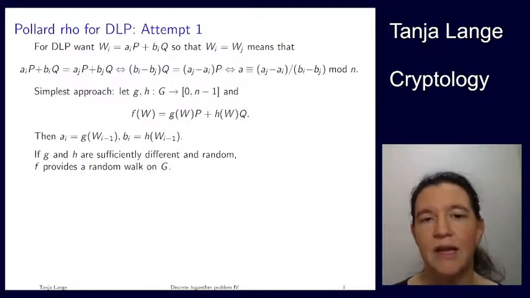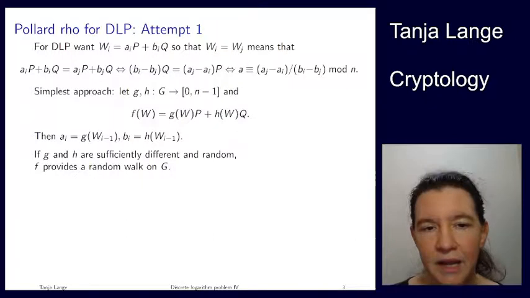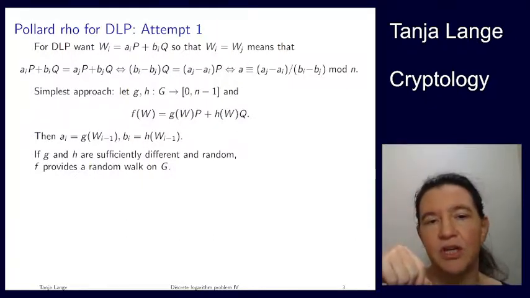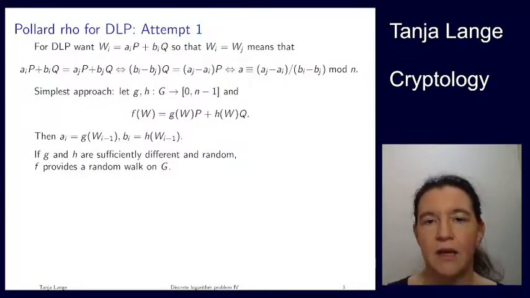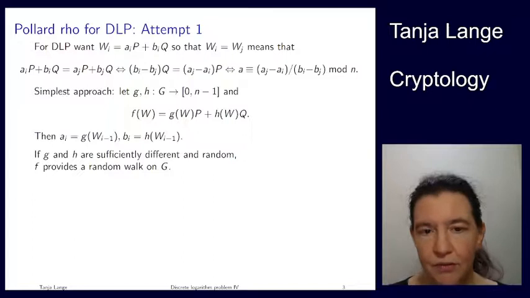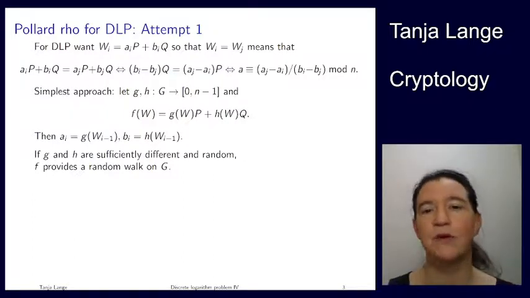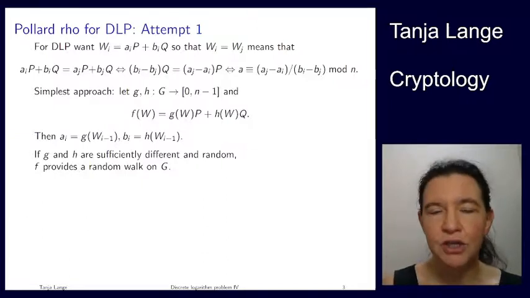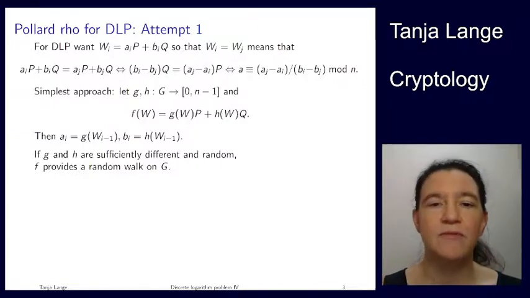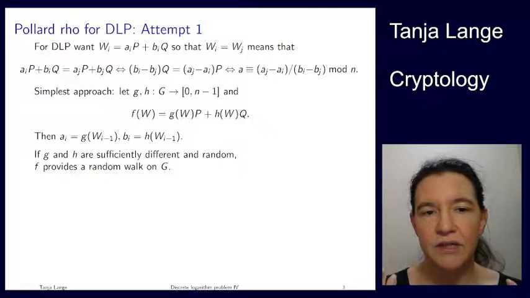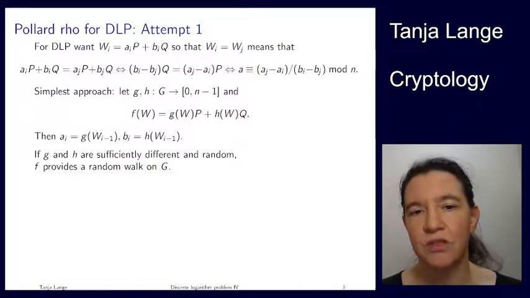So I'm getting my w_i by taking a_i as g of the previous step, and b_i is h of the previous step. There are lots of ways you could do this wrong. For instance, you could use just the last bit, or you can have both functions be constants. You could have g equal to h, but for sufficiently random functions that are different, this looks like a random walk. Okay, use your fantasy for how you would design those.